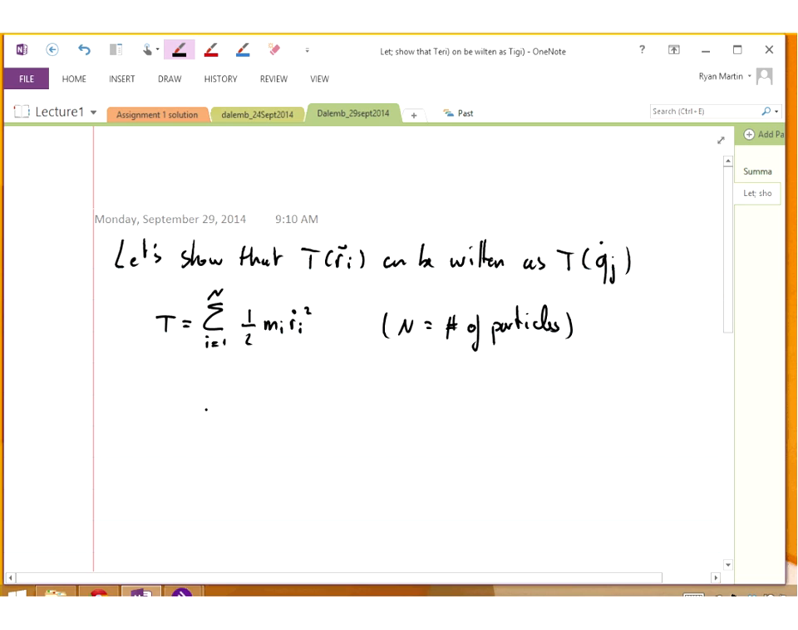So if we write this out explicitly, it's the sum of i equals 1 to N of a half mi, and then it's dri by dt dotted with dri vector by dt.